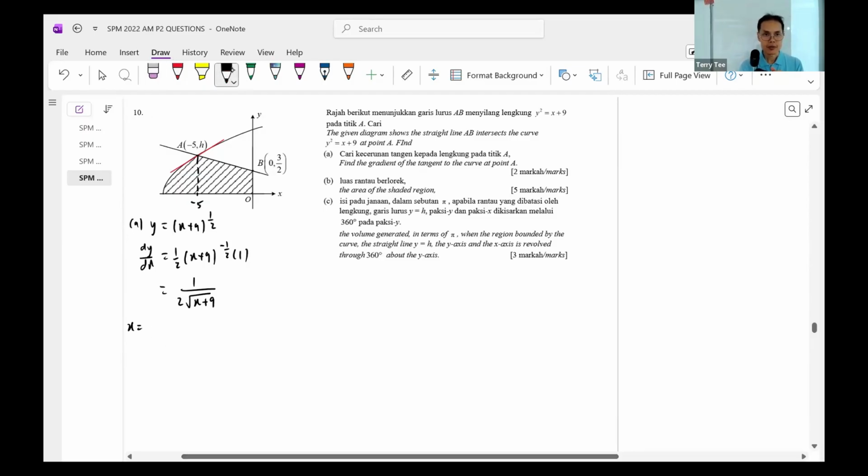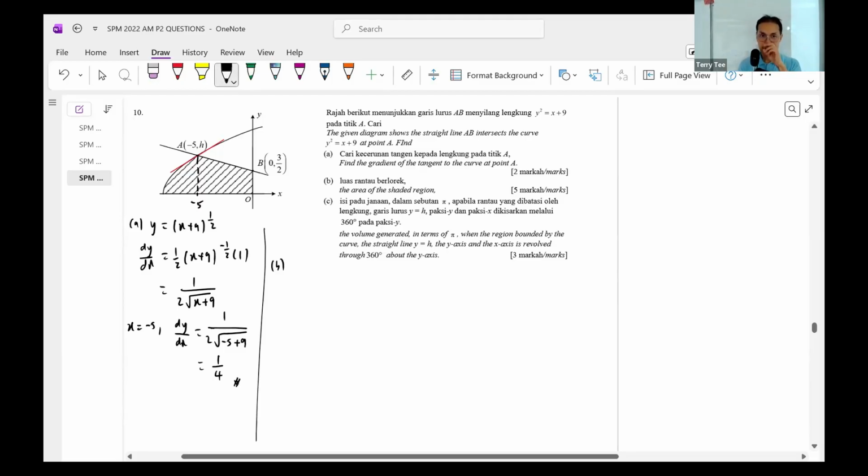This is negative 5. So my dy/dx will be negative 1 over 2 square root of negative 5 plus 9. Negative 5 plus 9 is 4. Square root of 4 is 2. 2 times 2 is 4. So my gradient is 1 over 4. Okay, first part, done.